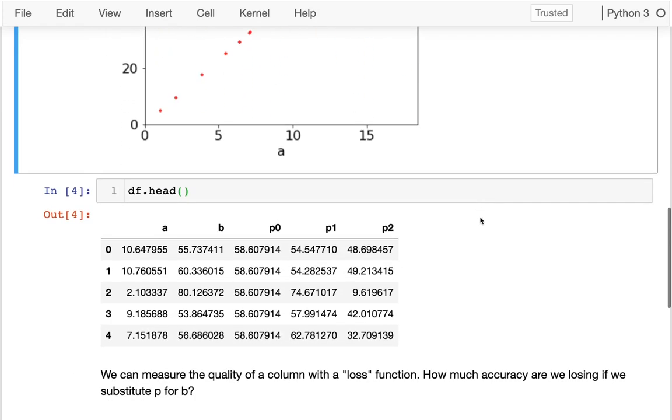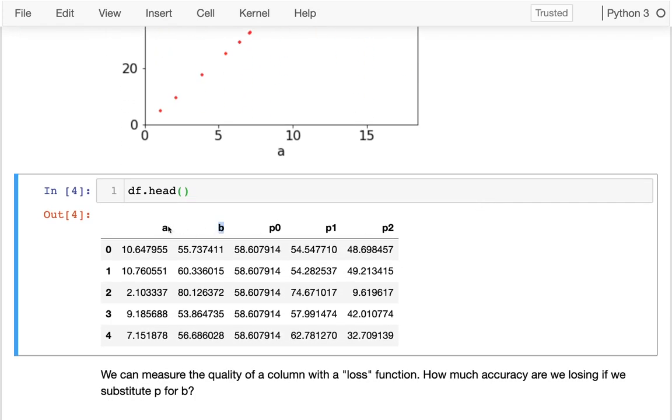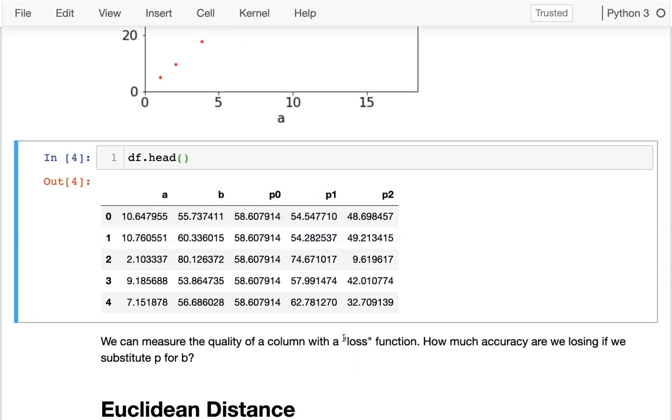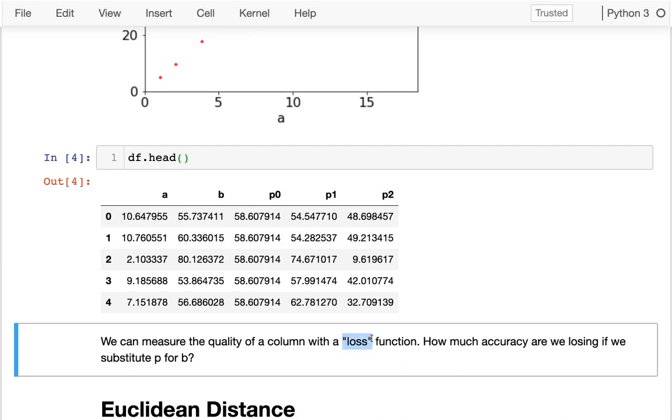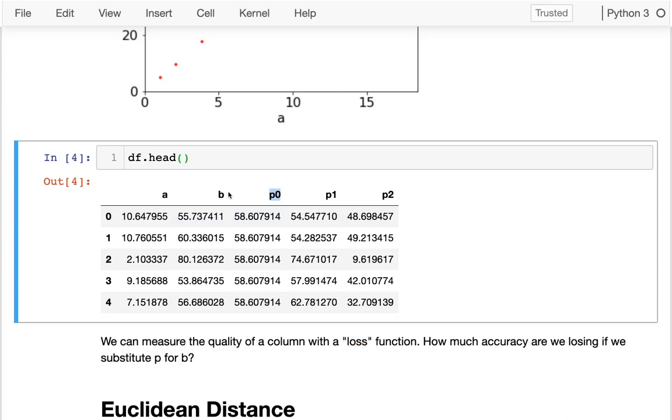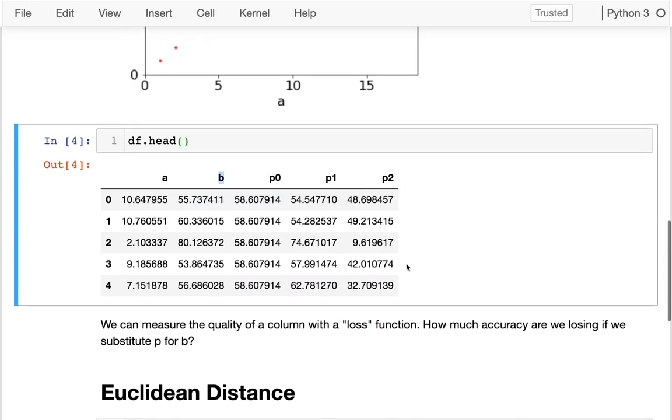And so here I'm going to just show you the data frame, right? My original data was B, and I was trying to figure out the relationship with B and A. That's not solvable. So I want to figure out the relationship between A and one of these three columns. I want to figure out which column most accurately represents B. And so what we're going to do to evaluate that is we're going to have a loss function. And a loss function is going to, in general, take two columns and tell us how much we're losing if we swap out one column for another, right? So maybe a loss function might tell me how much information I'm losing if I swap out P0 for B.